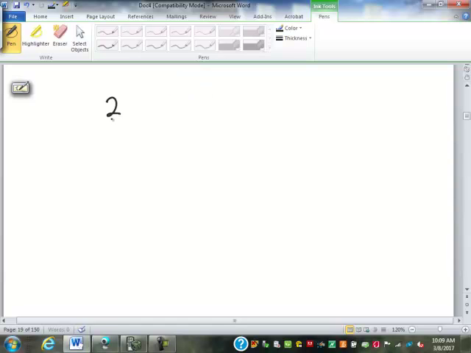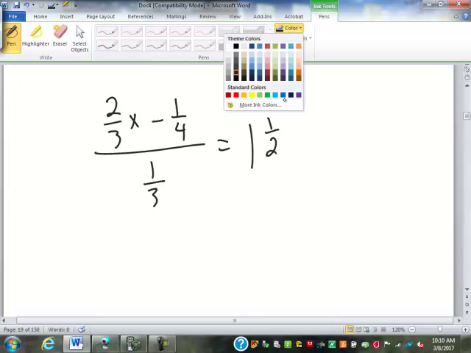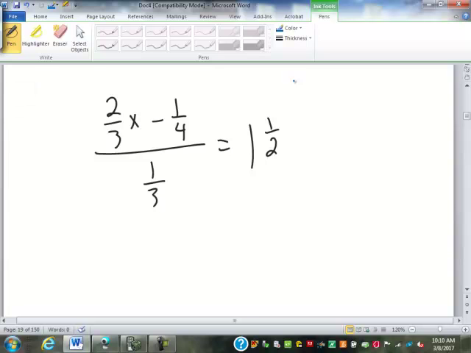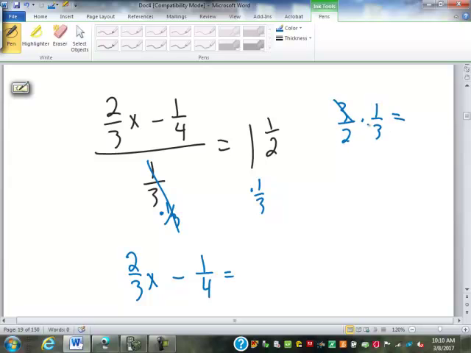You might run into 2/3 x minus 1/4 over 1/3 equals 1.5. Why not? So now what? What do we do with this one? Times 1/3, right? We divided by 1/3, so we're going to multiply by 1/3. So 2/3 x minus 1/4 equals 1 1/2, which is 3 halves, times 1/3. The 3's cross cancel, give me 1 1. So that's just 1/2.